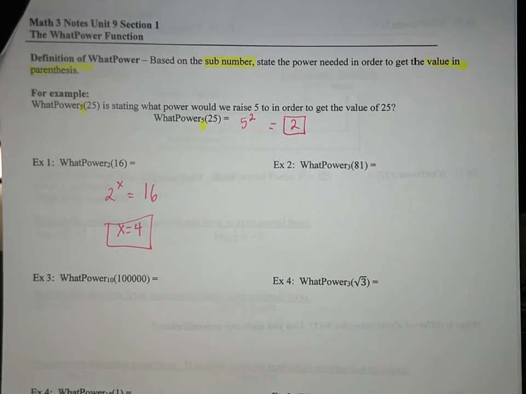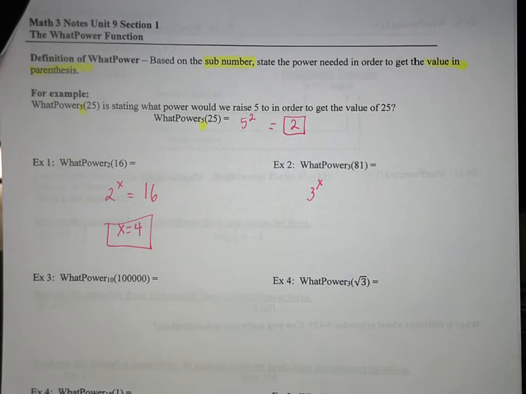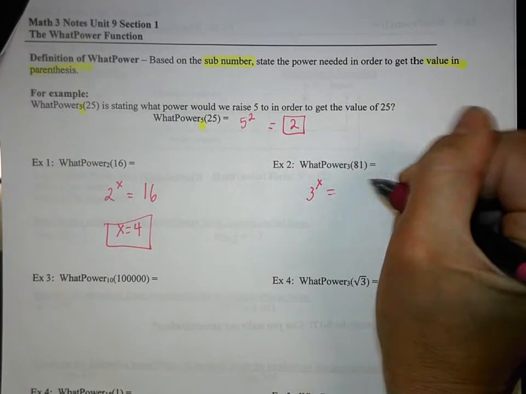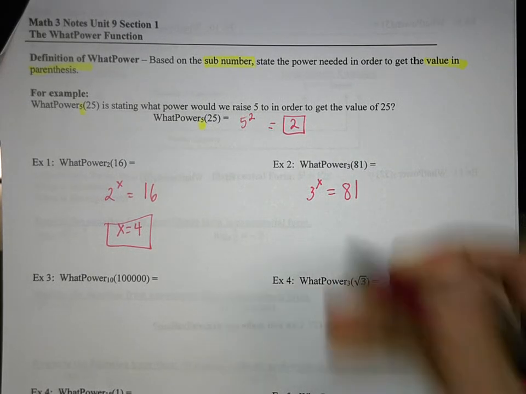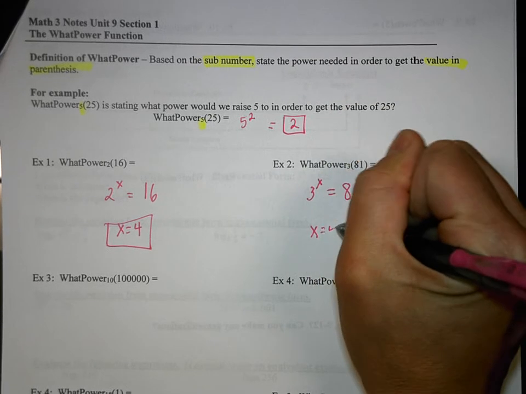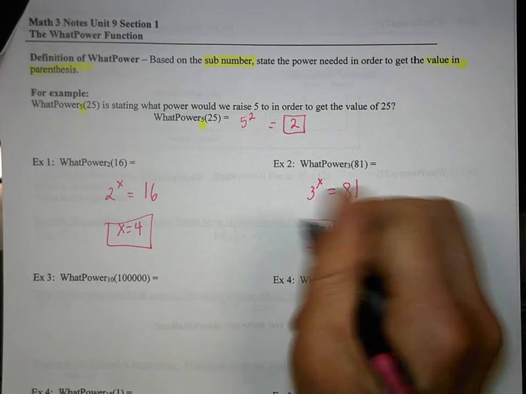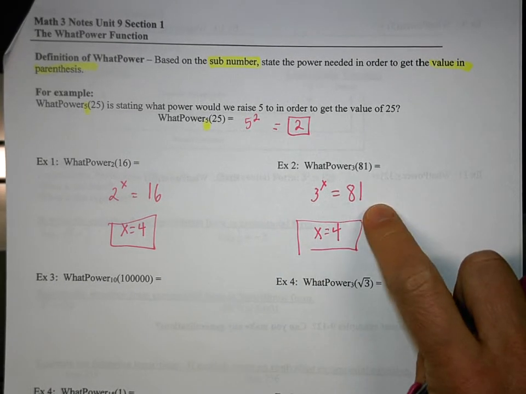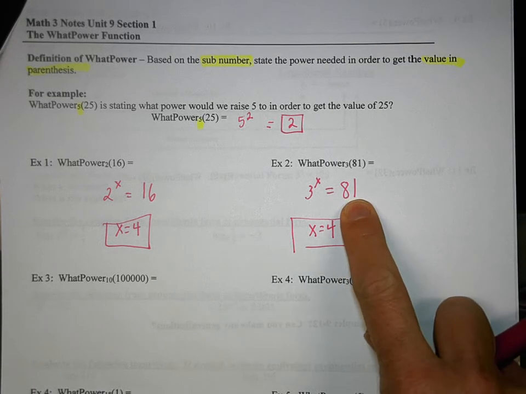What power 3 is 81? So 3 to what power is 81? 4. The answer is 4, right? Because 81 is 3 to the 4th power. So you're trying to figure out this answer right here. This number is 3 to what power?